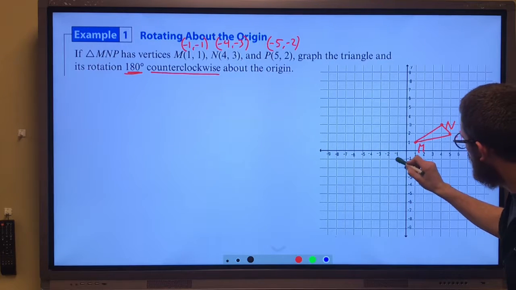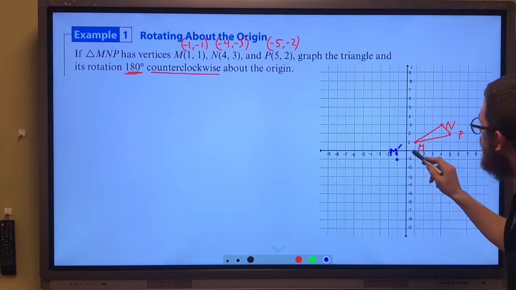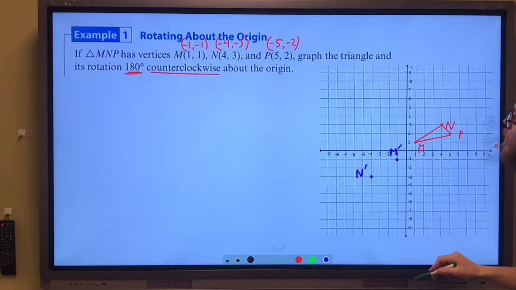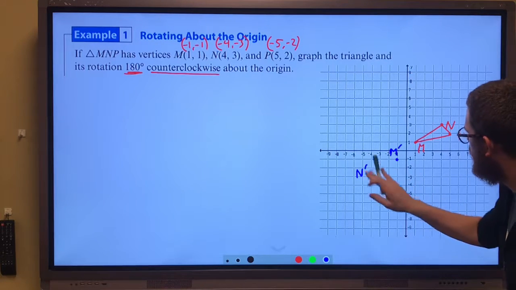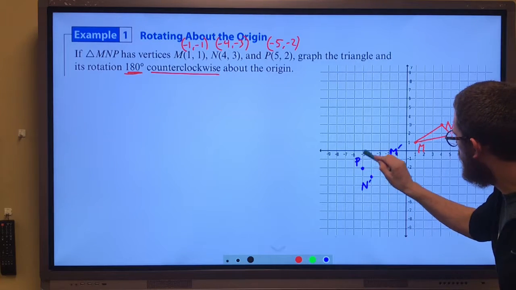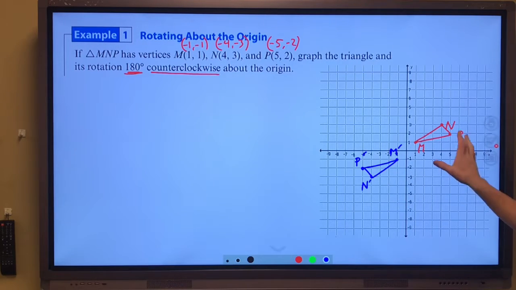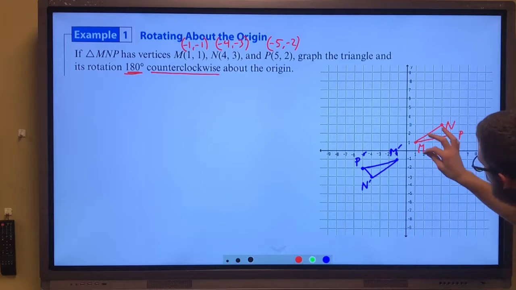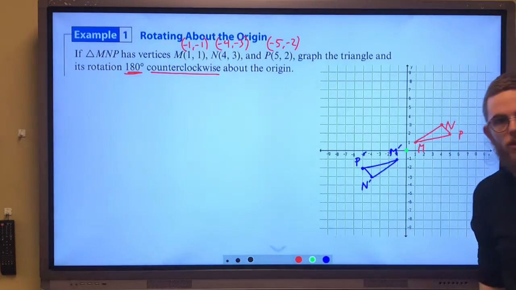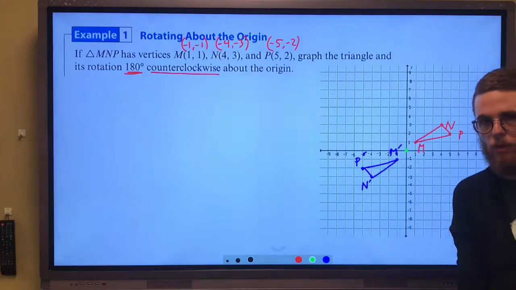M prime is going to now be at (-1, -1). N prime is going to be at (-4, -3). And P prime is going to be at (-5, -2). The center of rotation, again, was at the origin right there. And notice it's like we took that and we rotated it 180 degrees counterclockwise. Very easy if we know that rule.